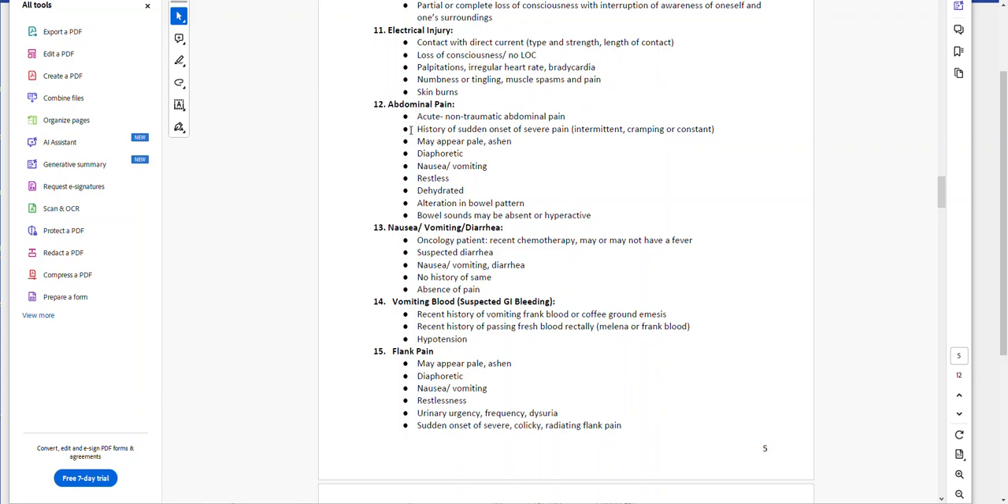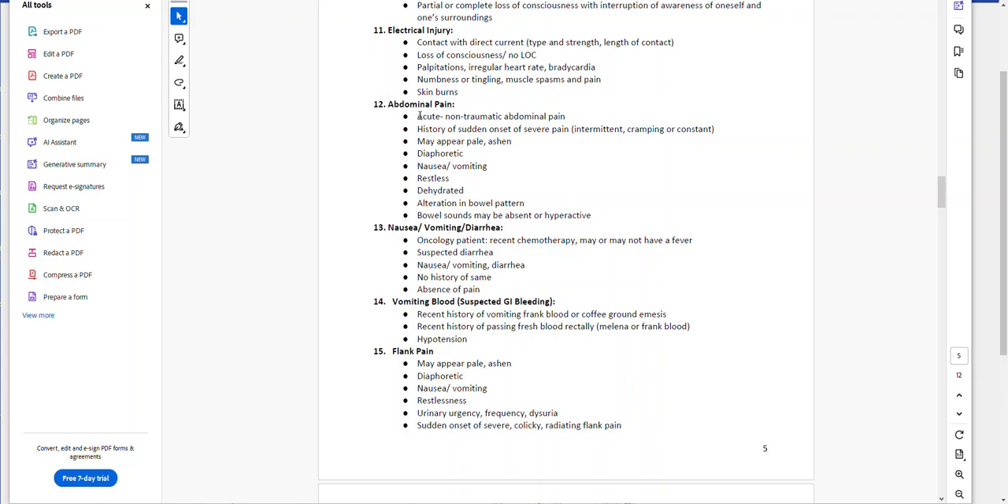So this is the big one: history of sudden onset of severe pain. Sudden onset, obviously, and severe pain means 8, 9, 10. Somebody presenting with pain 6 or 7 out of 10 that's been gradually getting worse over the last couple of days may not be the person that we want to trigger this directive on. Again, use your clinical judgment.